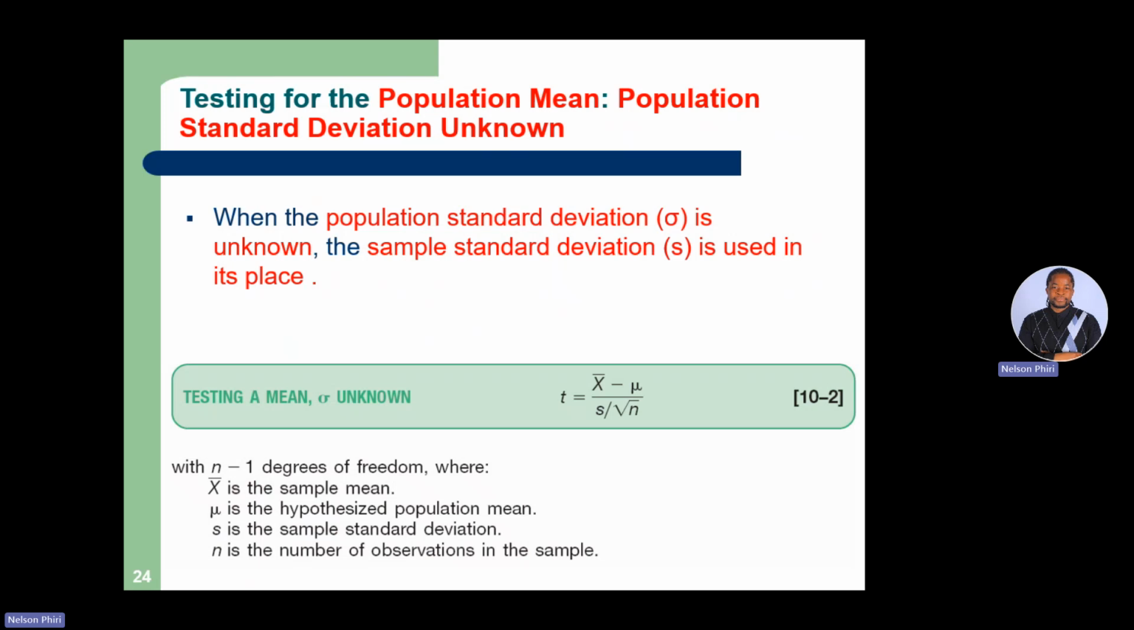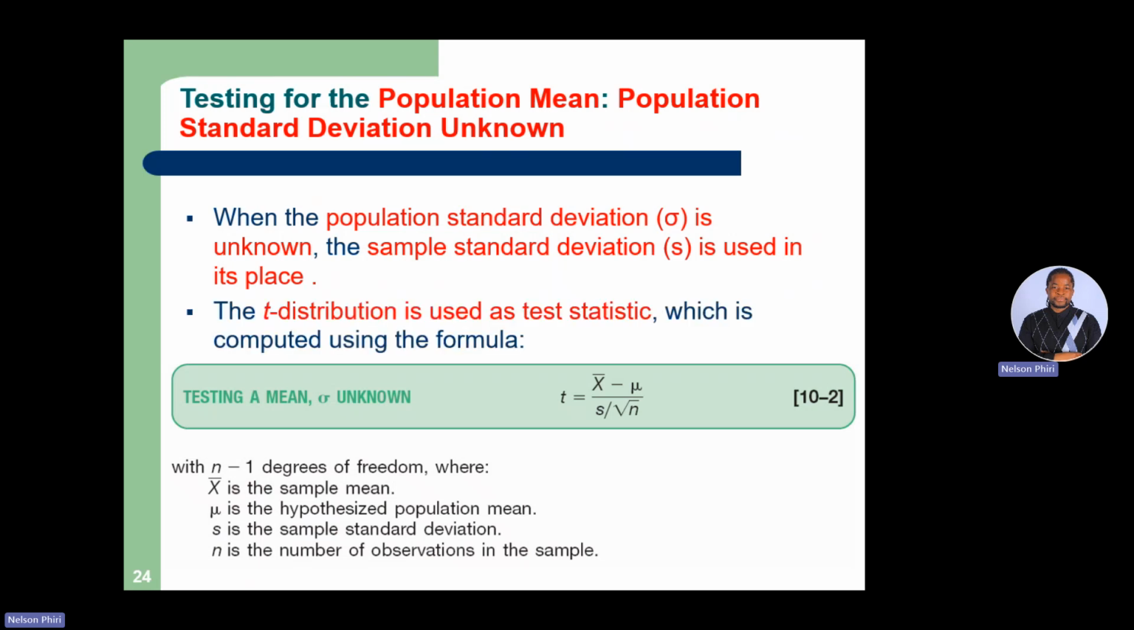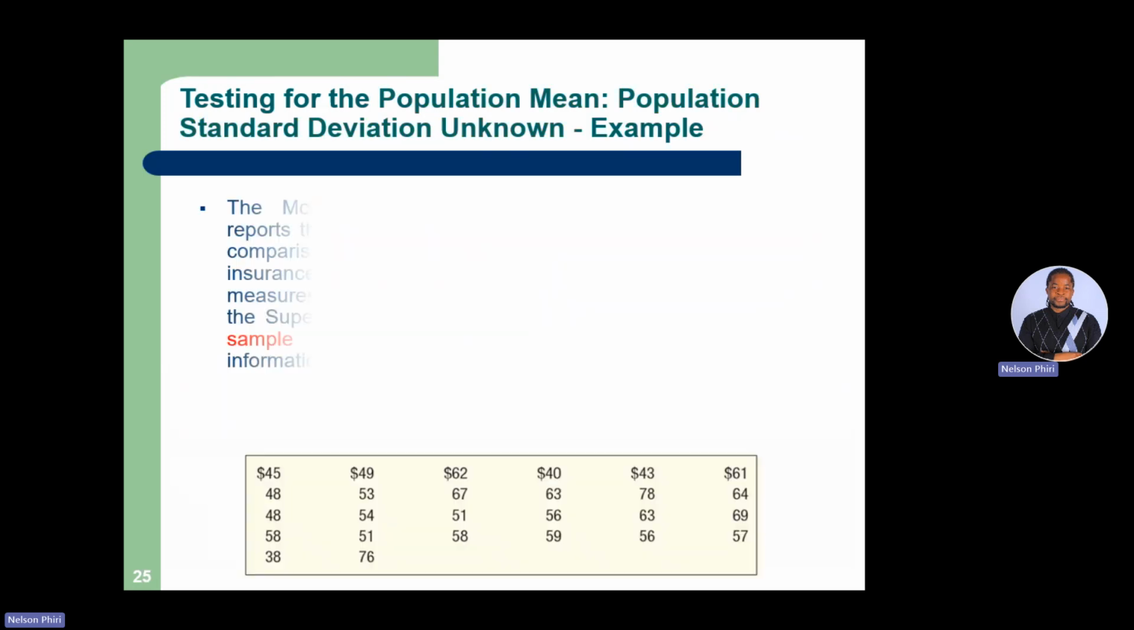Number one, if your population standard deviation is not known, and later we'll see if your sample size is less than 30, you also use the t-test. So you have t, which is x bar minus mu over s, the sample standard deviation, divided by root of n, and your degrees of freedom are n minus 1. Here, x bar is the sample mean, mu is the hypothesized population mean, s is the sample standard deviation, and n is the number of observations. So the t statistic is that formula.